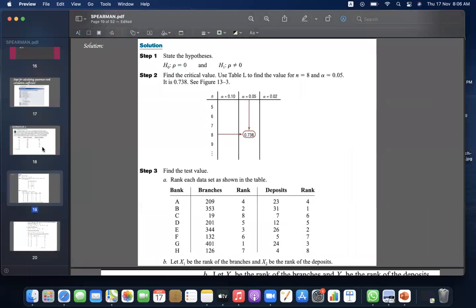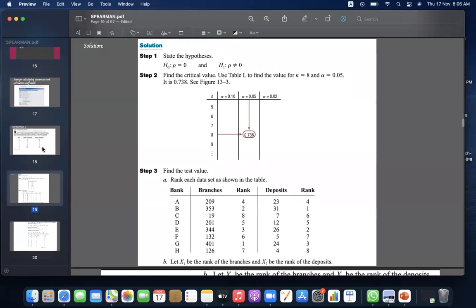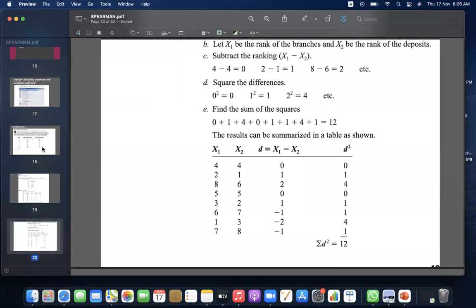First of all, we have to rank each data set as shown in the table. We have to rank the branches and the deposits data. I will further describe how to rank the data. Then, after ranking the data, let X1 be the rank of the branches and X2 be the rank of the deposits. Let's subtract the rankings, then square the differences and find the sum of the squares. The result can be summarized in a table as shown.